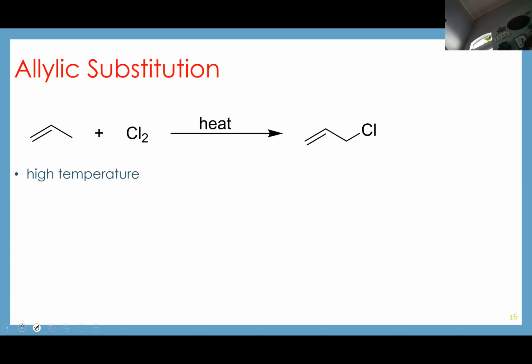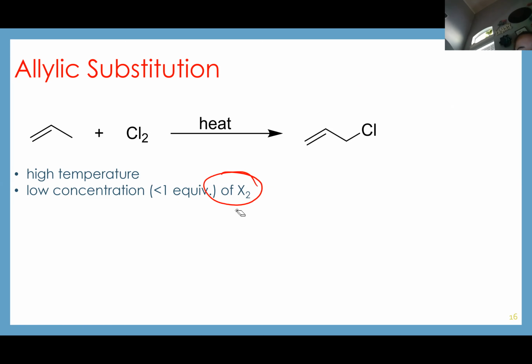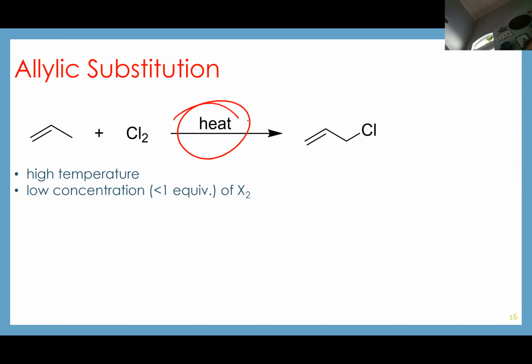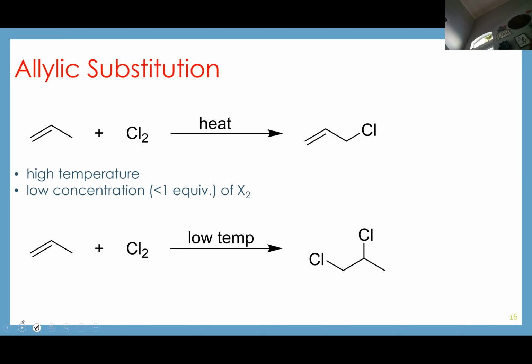Typically, you need to do this at a high temperature, and you usually use a low concentration of a halogen, so less than 1 equivalent. The reason why we'll talk about in a little bit, because you have also seen this type of reaction fairly recently in chapter 8, the difference being that there was not heat present.